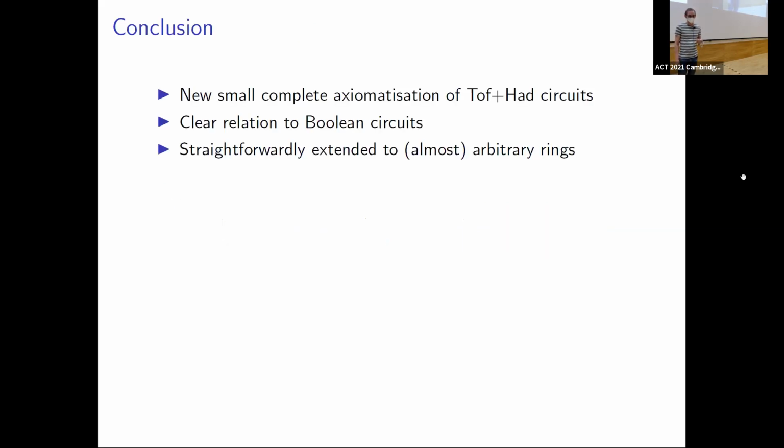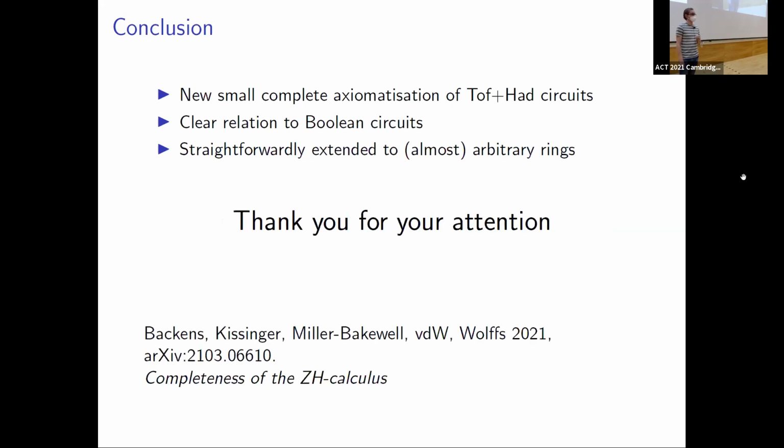Okay, that's what I want to say. So to conclude, we found a new small and complete axiomatization for Toffoli-Hadamard circuits, which is an approximately universal gate set for quantum computing. There's a clear relation to identities of Boolean circuits. And we can straightforwardly extend this rule set to work for almost arbitrary commutative rings. Thank you for your attention.